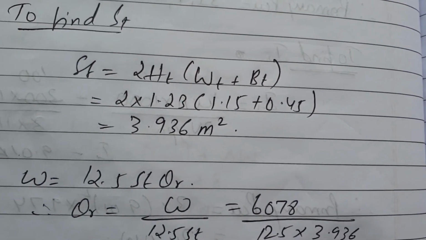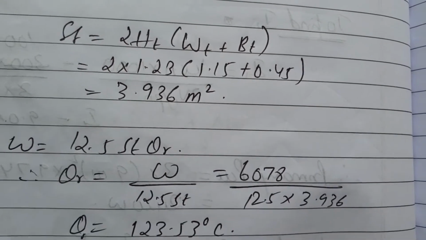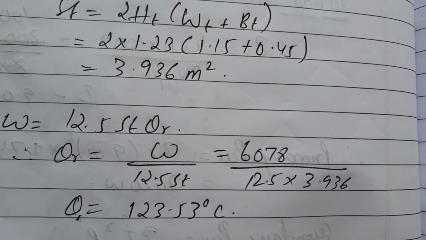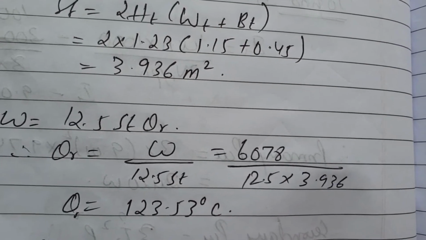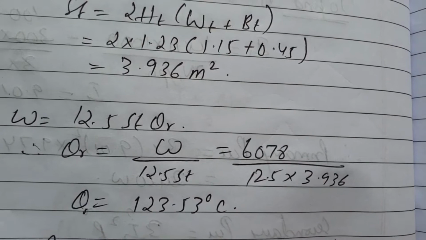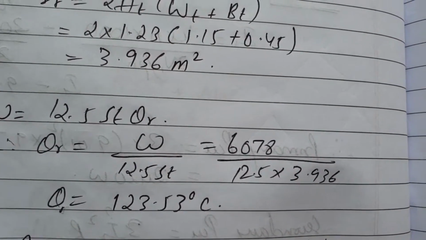Using the equation W is equal to 12.5 ST theta R, you can calculate theta R by substituting the values and evaluating. You'll get theta R is equal to 123.53 degrees Celsius. So this theta R is nothing but the temperature rise in a plain tank.